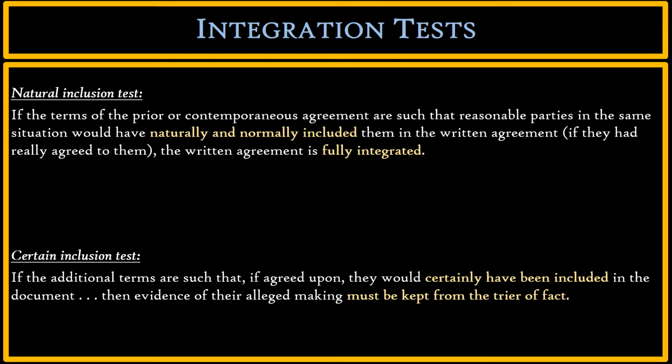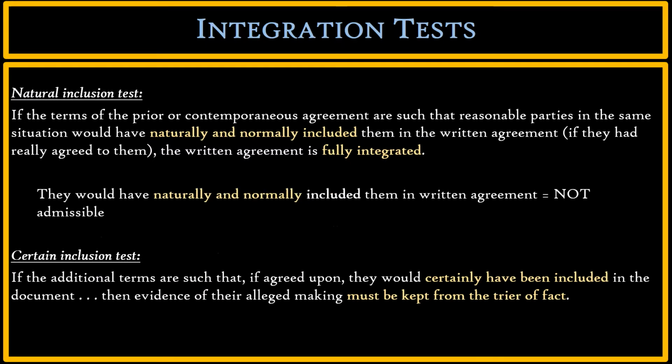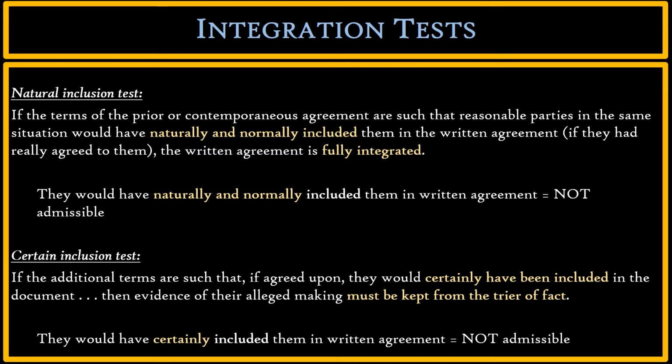If the additional terms are such that if agreed upon, they would certainly have been included in the document, then evidence of their alleged making must be kept from the trier of fact. So if they would have naturally and normally included them in the written agreement, it's not admissible. And if they would have certainly included them in the written agreement, it's not admissible. Here, there might be a slight difference in how these should be applied.